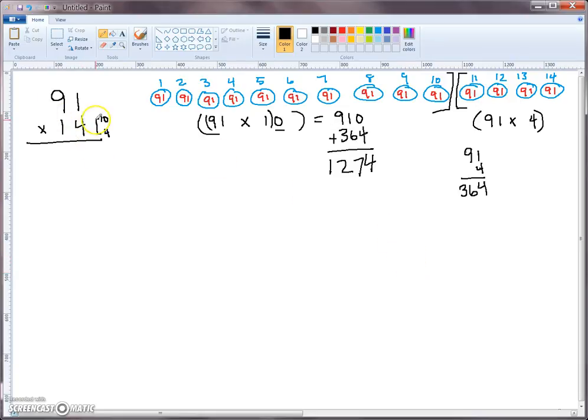Alright, so let's multiply it out normally. 4 times 1 is 4. 4 times 9 is 36. And then 1 times 1 is 1. And then 1 times 9 is 9. So 4, 7, 2, 1. So as you can see, I got the same answer.